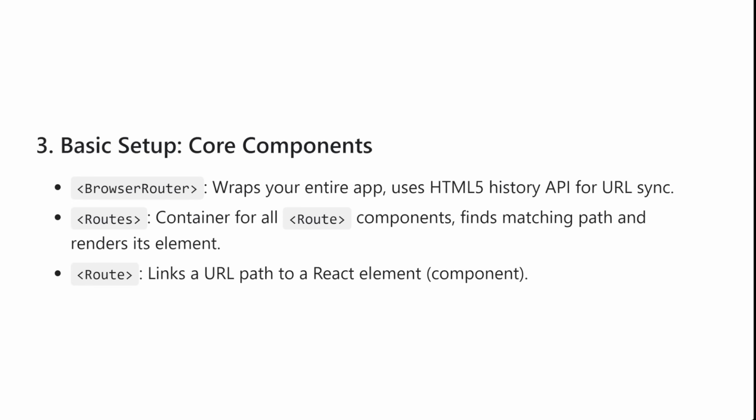The core component is the BrowserRouter, which will wrap around your entire application, and it uses HTML5 history APIs for URL synchronization. Now the Routes, which is the container for each and every route, is a component, and it finds matching paths to the rendered element. Now, each and every Route is basically a URL path mapped to a React element, also known as a component.